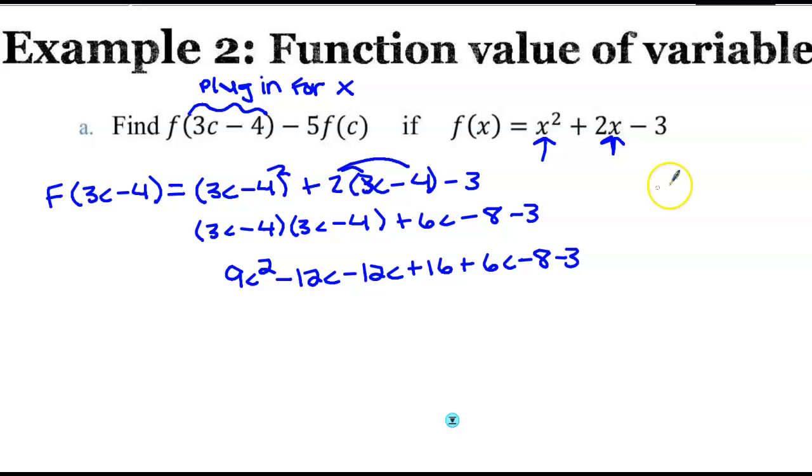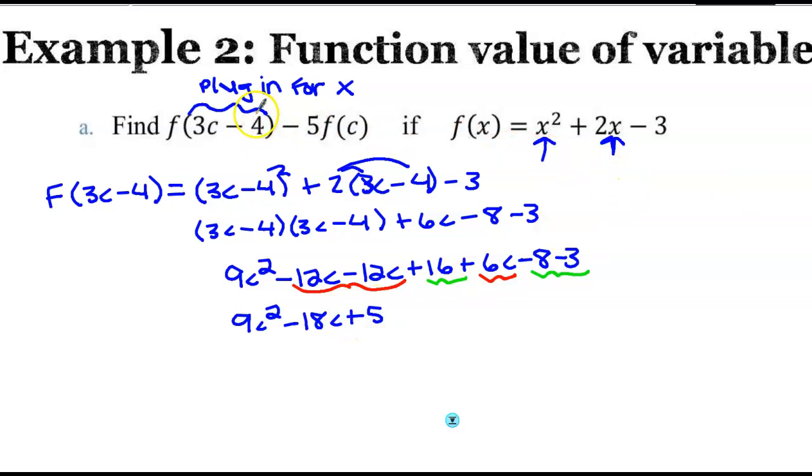Let's combine some like terms. I have these 12c's and then this 6c. So 9c squared minus 12, that's negative 24, plus 6, negative 18c. And then I have 16 minus 8 minus 3. 16 minus 8 is simply 8. 8 minus 3 is 5. So plus 5 there.